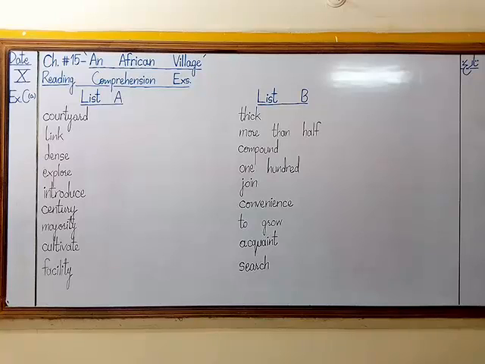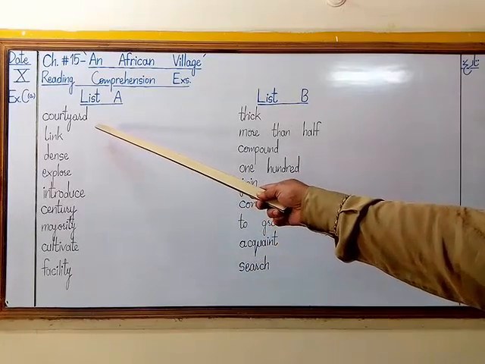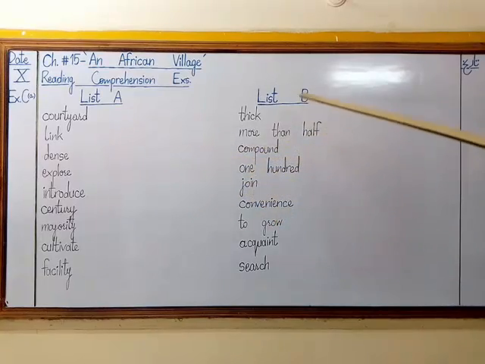This is how two lists are given, list A and list B in your book, which I have drawn on the board right now. You can see here. So what you have to do, you have to go for the synonyms of words in list A and find out those synonyms in list B. For example, the first word is courtyard. So what could be the synonym found in this list B for courtyard?